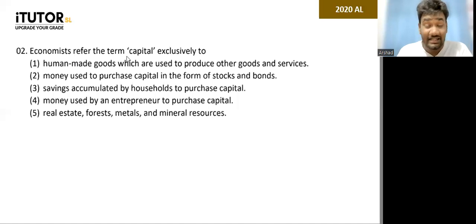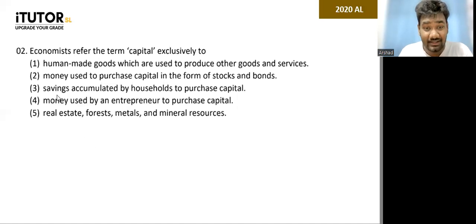Economists refer to the term capital exclusively to what? Easy one, guys. What is capital in economics? Give me an answer quickly. How do I define it economically? Guys, these definitions are theory, right? You can check your theory tutes. I'm trying to just recap and practice some questions. How can you define this?